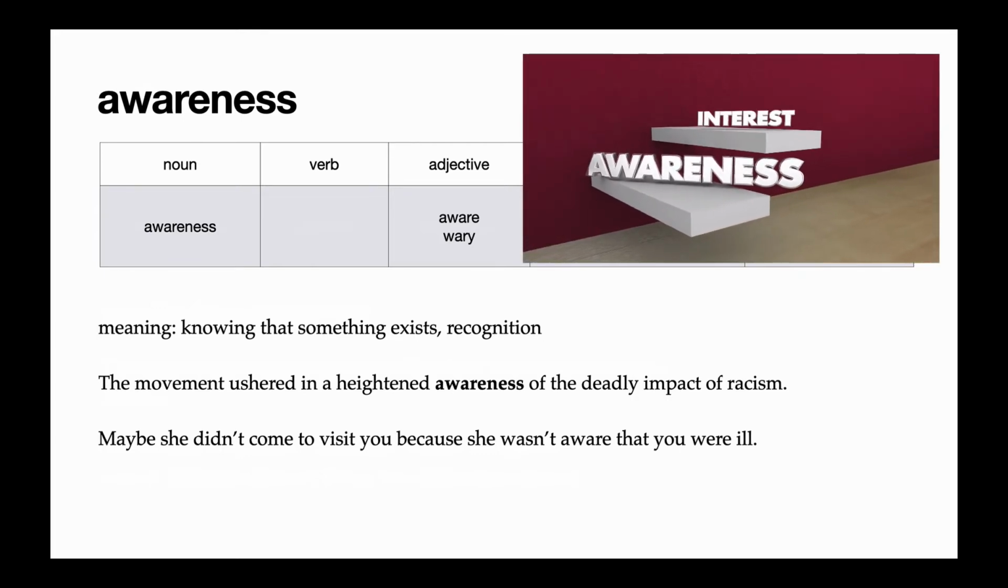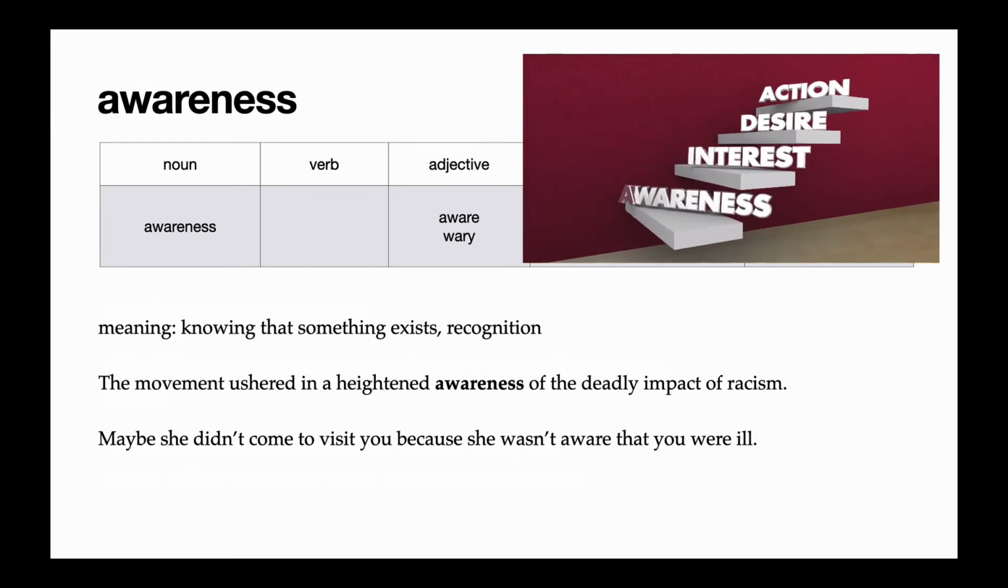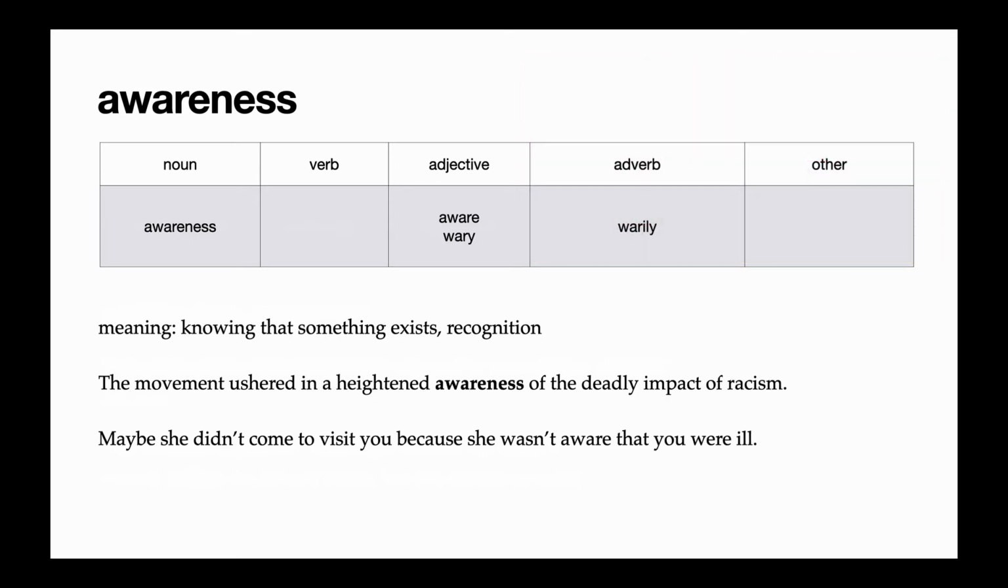So in the reading, we had this sentence. The movement ushered in a heightened awareness of the deadly impact of racism. So awareness here would mean people begin to know, to realize that racism can be deadly. In our second example, maybe she didn't come to visit you because she wasn't aware that you were ill. It's like maybe she didn't know you were sick, so she didn't come to visit you.